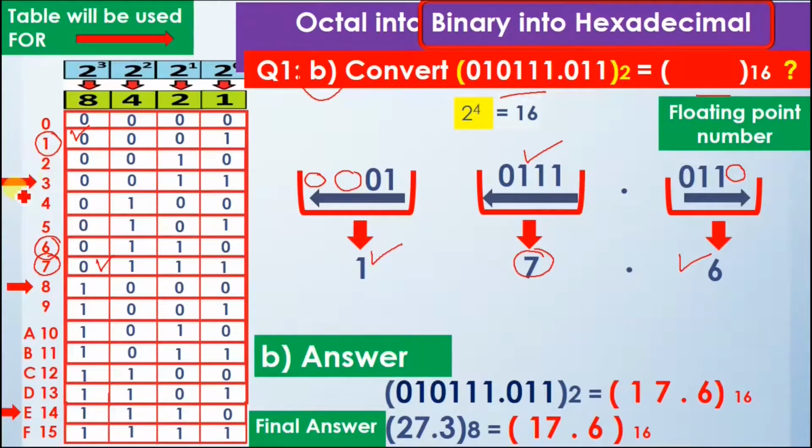Now there are some mistakes or errors on the slide. Please don't consider them. Just consider what I am writing with my pen. So now we have calculated the number, and we can say that this binary number is equal to 17.6 in hexadecimal. And we can also say that the number 27.3 in octal is equal to 17.6 in hexadecimal, as we converted this octal number into binary first, and then this binary number into this hexadecimal number.